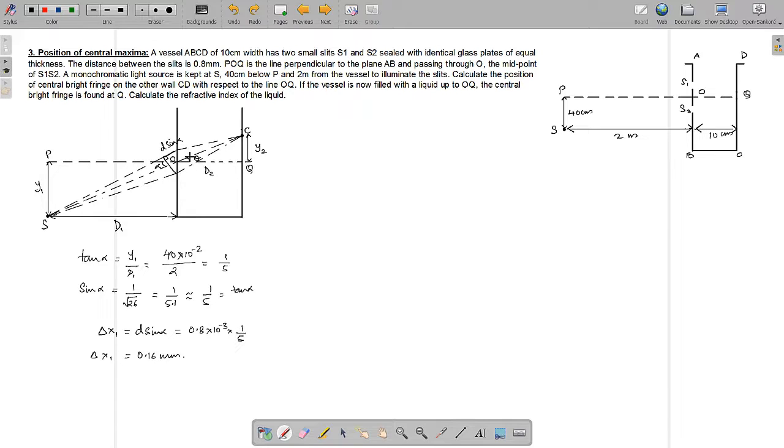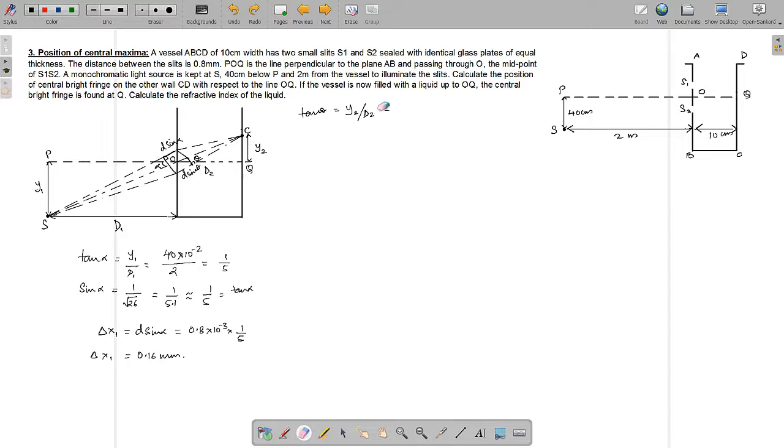Let's say this angle is theta. If we drop this perpendicular, then the path difference will be d sine theta. So delta x2 will be equal to d sine theta. Now again, tan theta can be said to be y2 by d2, where y2 is this position and d2 is this. Now we need to find out what y2 is.